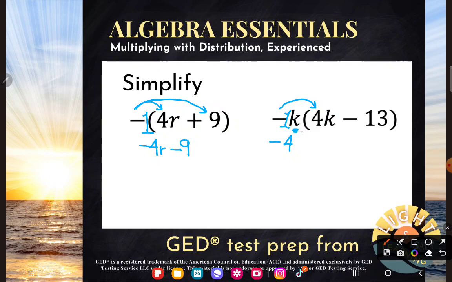And of course, don't forget that if you have a repeated factor, so I have k here multiplying twice, we are going to use exponents. So that's 2 k's multiplying, or k to the second power. And now I'll multiply my -1 by my -13, which will give me +13. And there was a k there multiplying, so it'll be +13k.